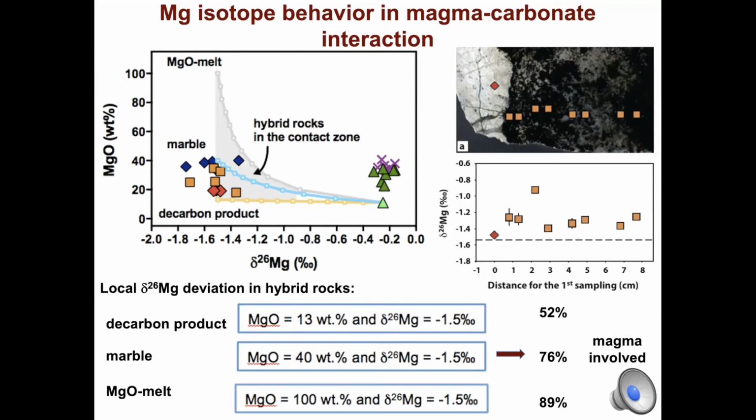Considering the interactions between mantle-derived magma and assimilated endmembers, the assimilated endmembers can be marble, decarbonated product, or magnesium melt. The mass balance calculations show that they all required significant contributions of mantle-derived magma to reach the local deviation values. The combined effects of dolomite breakdown and the mixing of country rocks were responsible for the observed magnesium isotopic ratios. But they also record the sharp differences between the contact zone and the intrusive rocks.